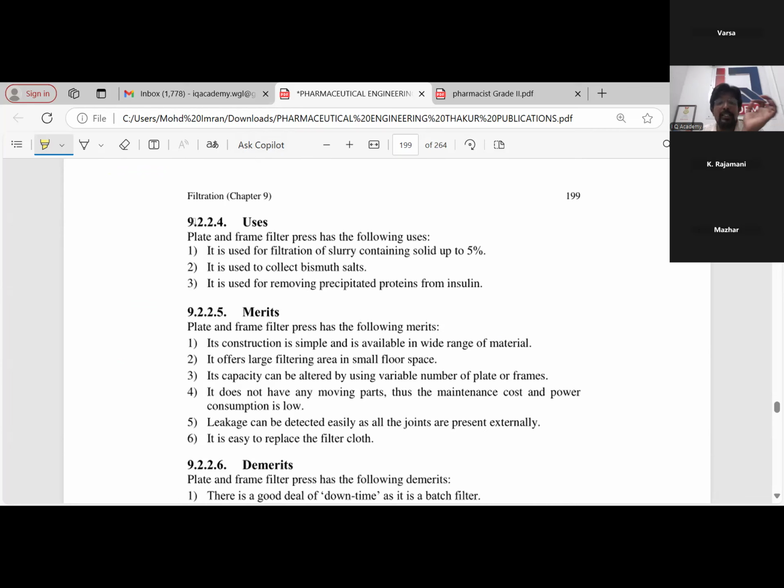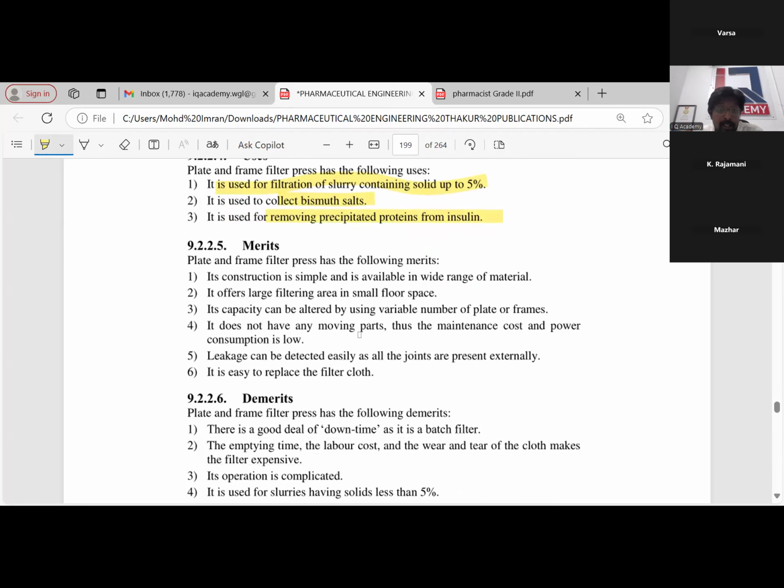So uses and applications. It is used in filtration of slurries containing solids up to 5%. It is used in collection of bismuth salt, especially, you should remember this, in insulin preparation, in removing precipitated proteins, it has a very important role. So you should remember that, right?